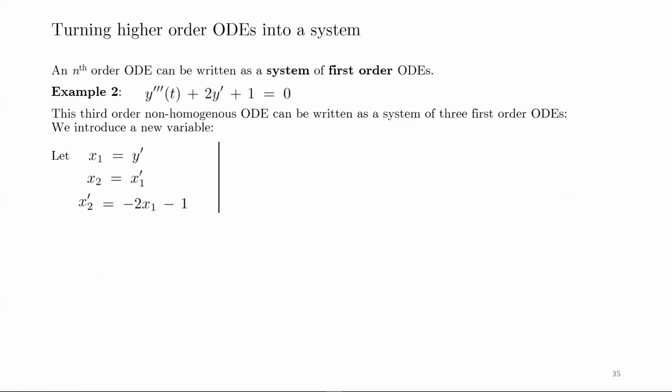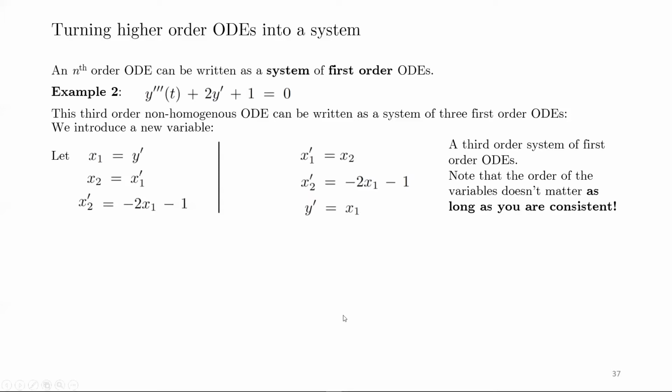So I can put all those equations together, and I'm going to rewrite them over here. I just want to point out that this system of three first order ODEs is non-homogeneous, in fact, because it has this negative 1 term. But I can write these in any order that I want to. As long as I'm consistent, I can see I've written them here in the order x1, x2, and y.